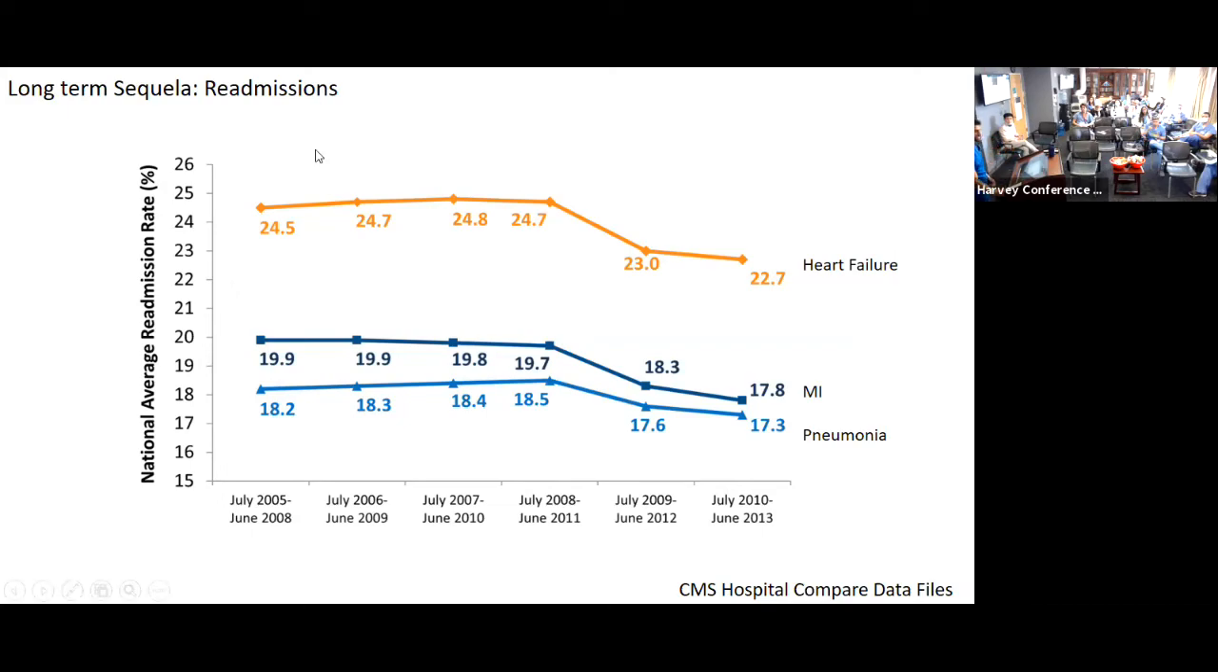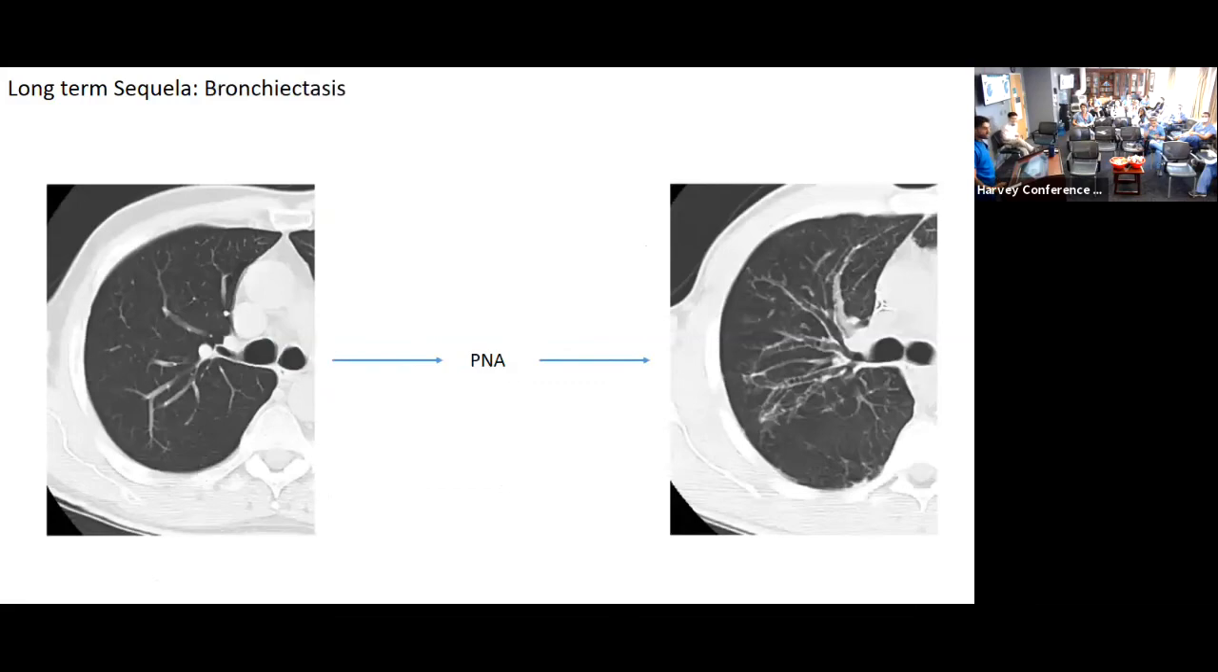This shows that over time the readmission rate has improved, and highlighting pneumonia, the number to keep in mind is that with CAP, 17% of your patients are readmitted, so astute discharge planning is paramount to avoiding readmissions. I don't really care about readmissions, but for those of you that do.